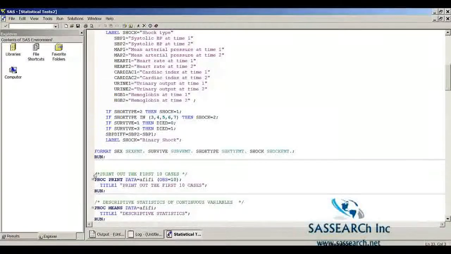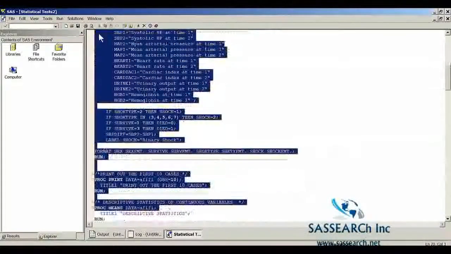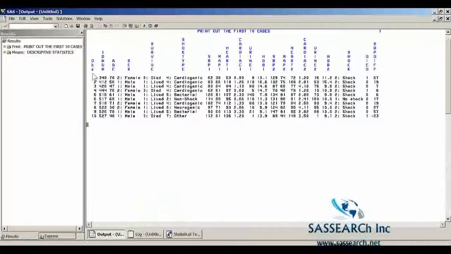So the first thing I'm going to do is just print out the first 10 cases and also look at descriptive statistics of the continuous variables. So here is the printout of the first 10 cases in our data set.